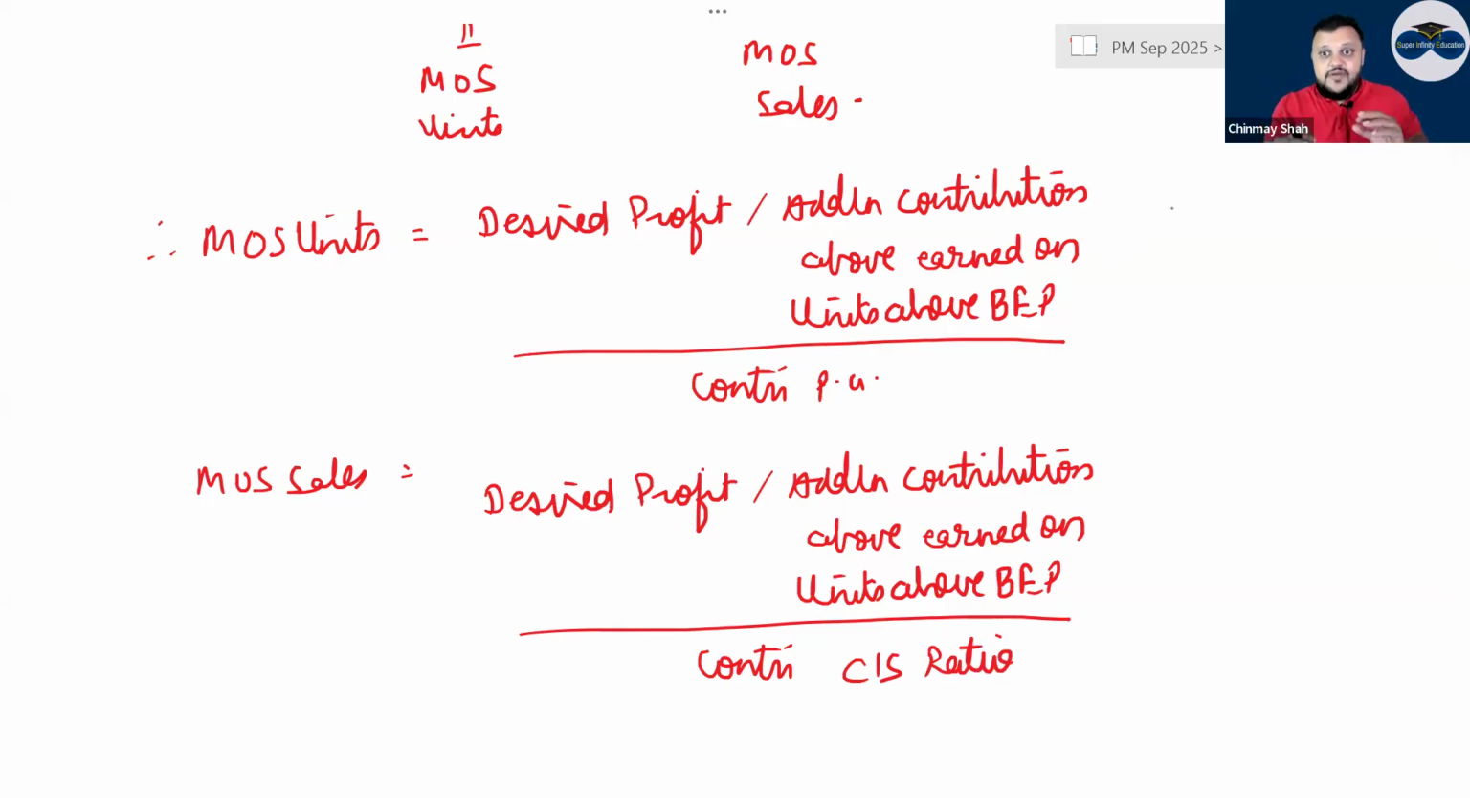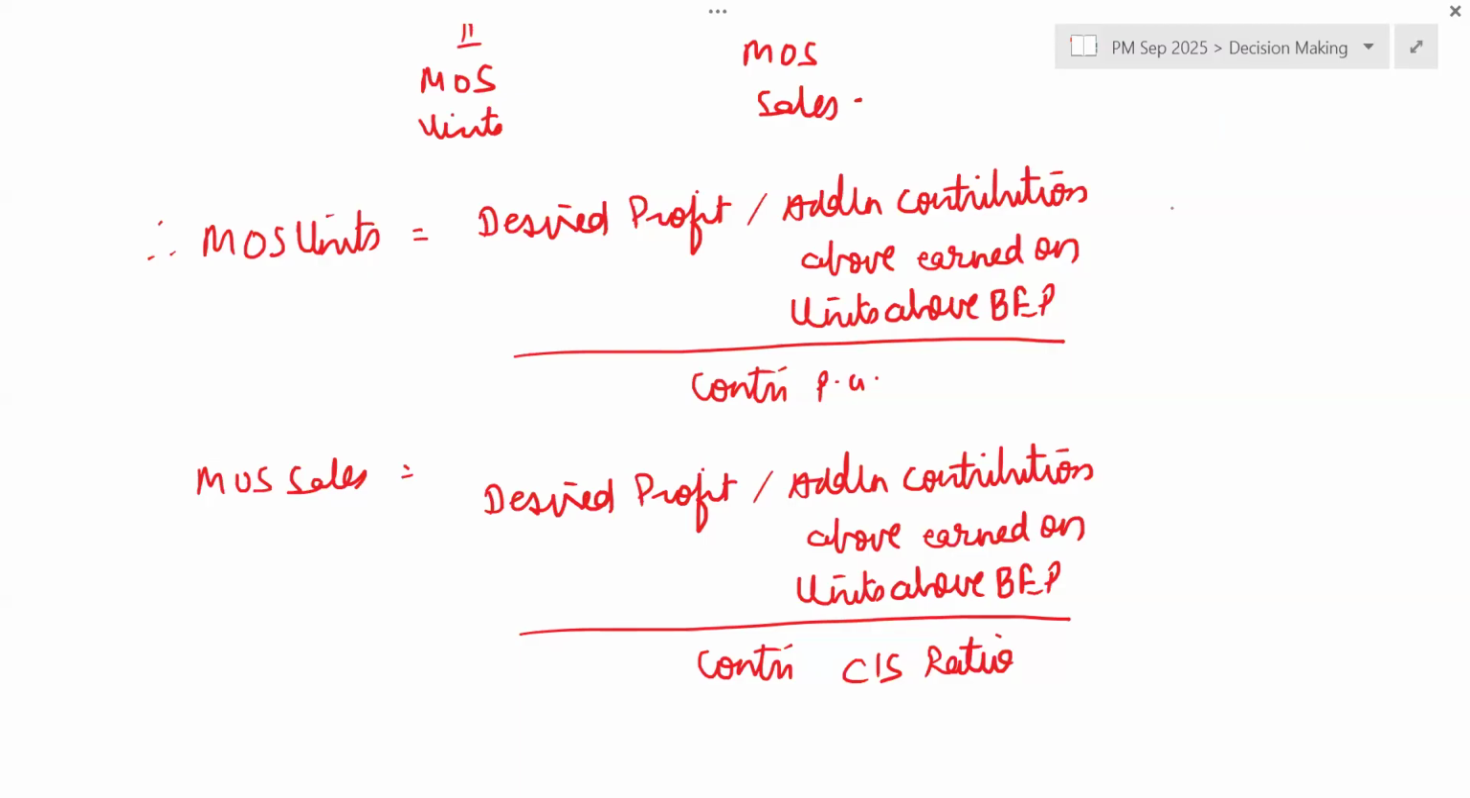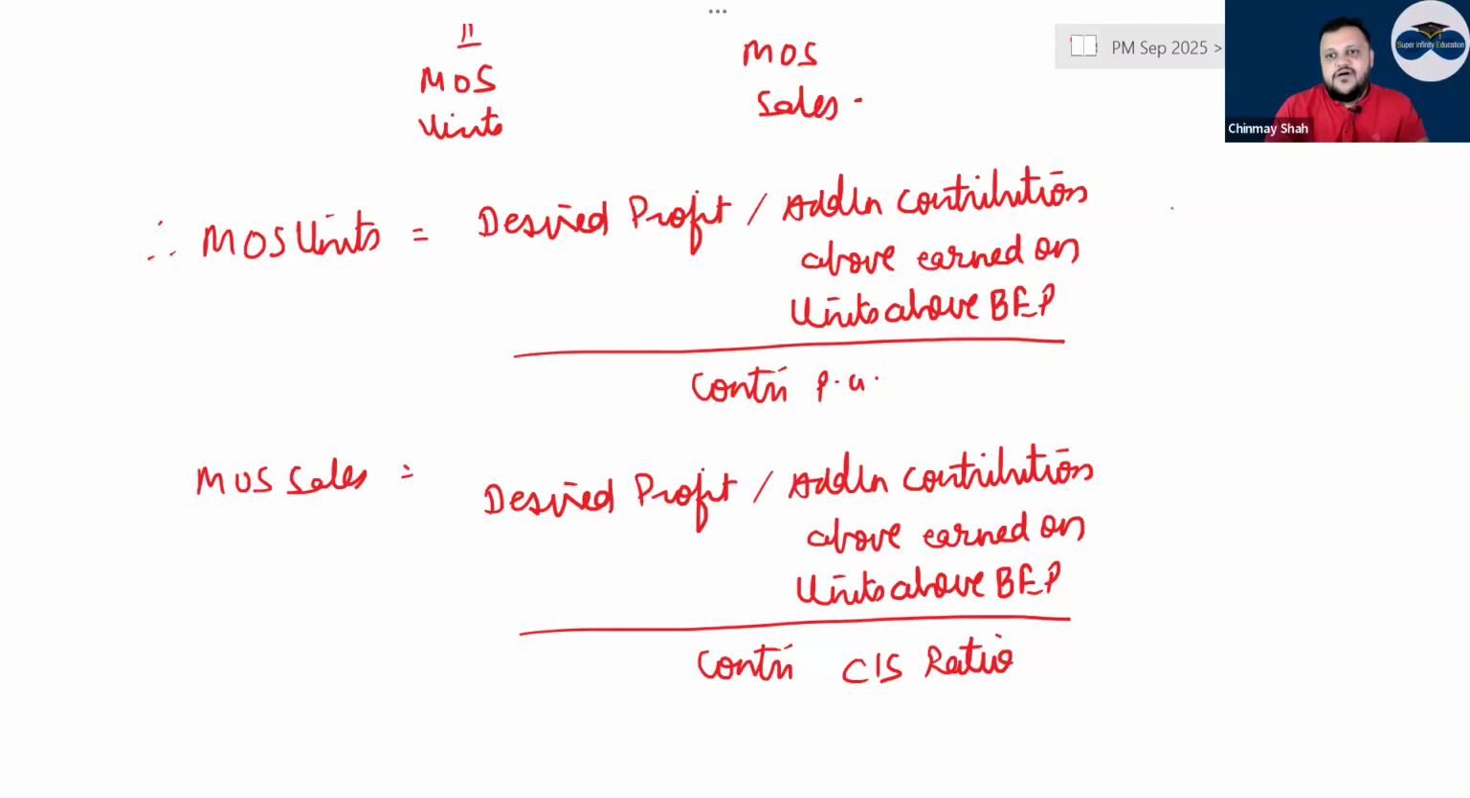Now if I say that I want a profit of 140,000, correct? Then how much are MOS units? How much are total units? Right? So budgeted units or what? Tell me your expected units. It may go up and down, correct or not? So margin of safety will accordingly go up and down, right?